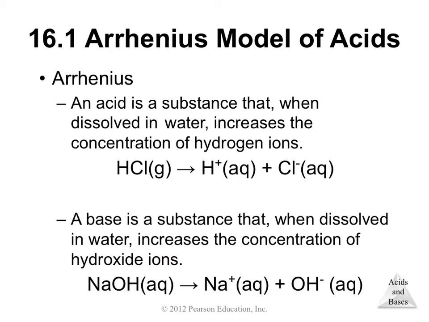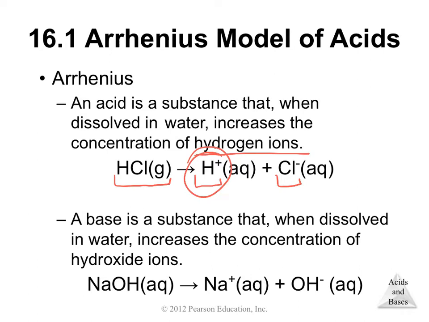So there are two different models of acids. The most basic one is the Arrhenius model, and he said an acidic substance is one that, when you dissolve it in water, increases the concentration of hydrogen ions. Something like HCl, when dissolved in water, breaks into the H+ ion and the Cl- ion. So when a hydrogen ion dissociates, Arrhenius would say that it's an acid.